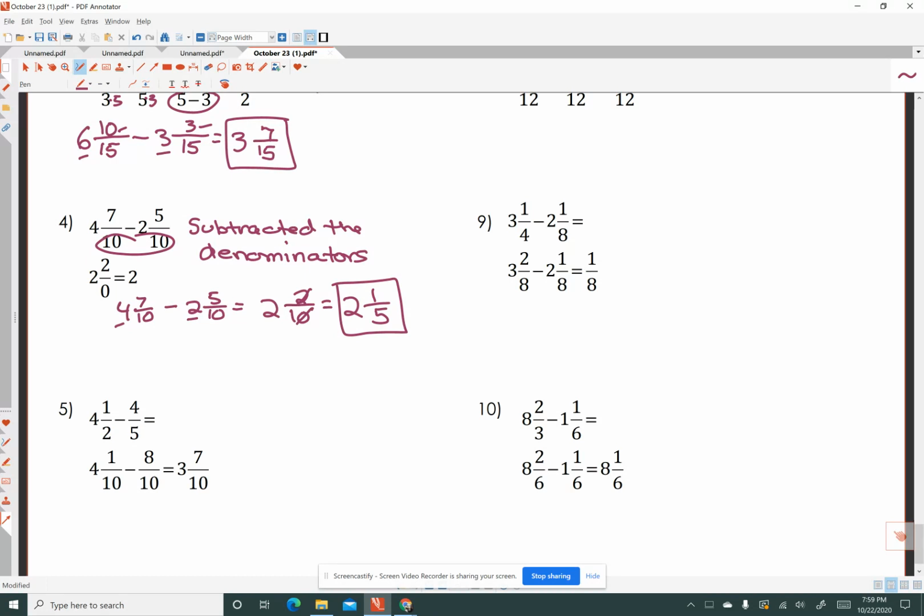So it looks like, number 5, the numerator was not rewritten. They changed the denominator. They did not rewrite the numerator. So all the steps are incorrect. So they did not rewrite the numerator.